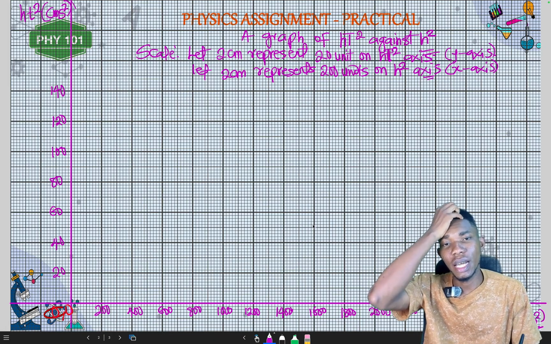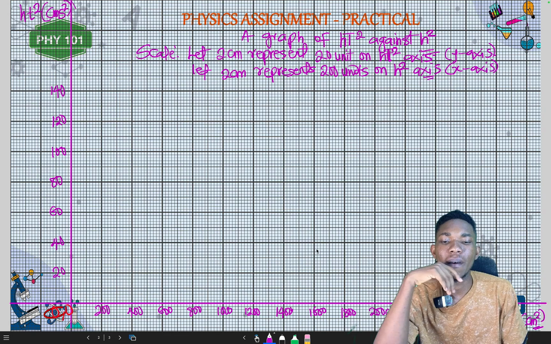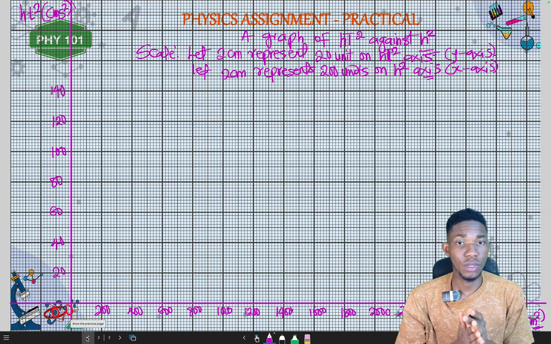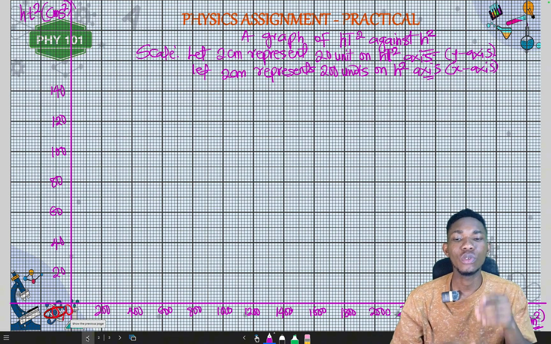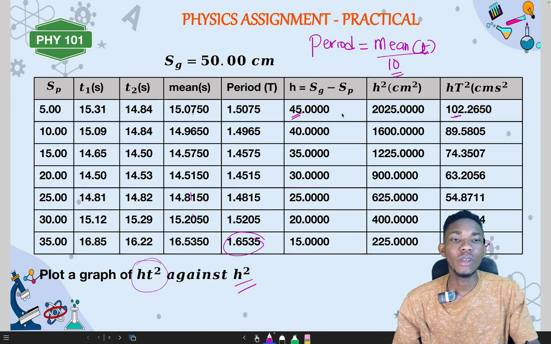Now that you've written that, the next thing we are going to do is to start plotting our graph. Now, you are going to do measure approximations. Are you getting it? Your graph may not necessarily be exactly those values you have there. You are going to make measure approximation because of the nature of your values. Now, you are plotting a graph of this against this.